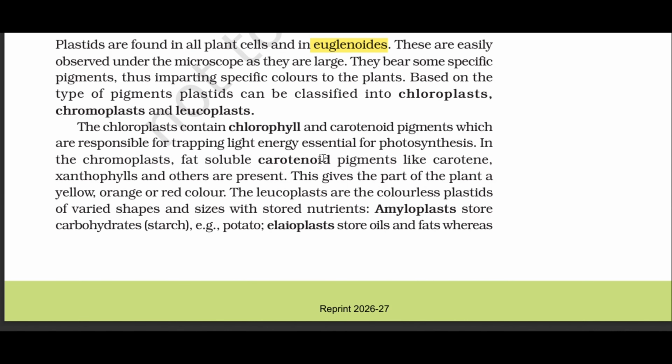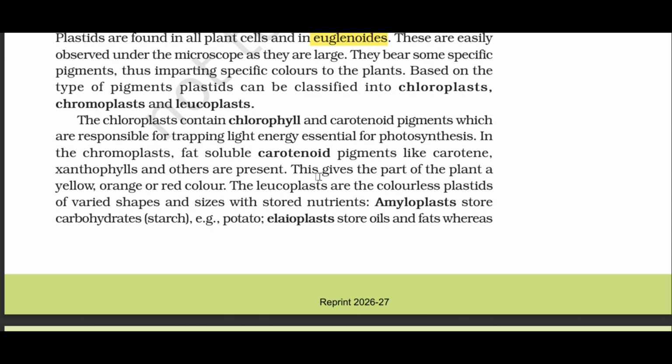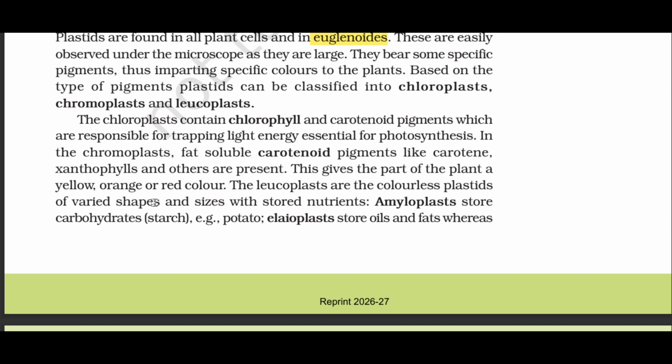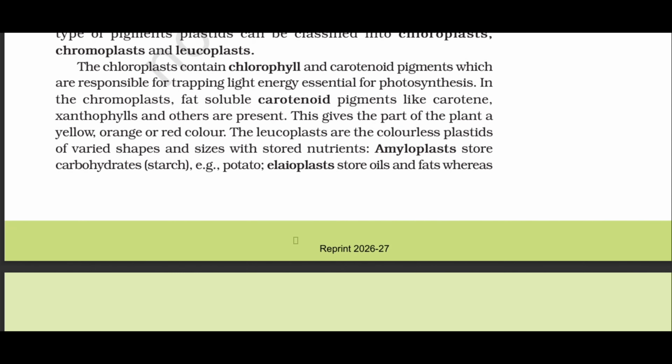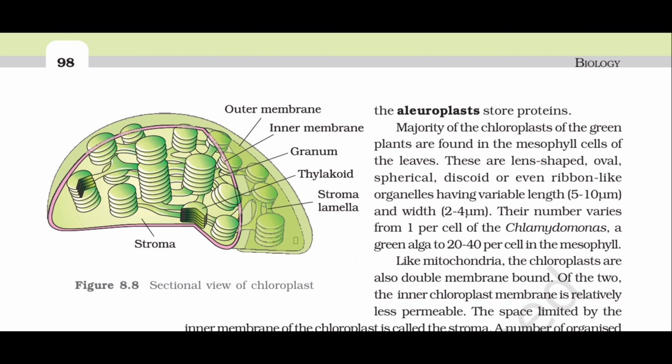In the chromoplasts, fat-soluble carotenoid pigments like carotene, xanthophylls and others are present. This gives the part of the plant a yellow, orange or red color. The leucoplasts are the colorless plastids of varied shapes and sizes with stored nutrients. Amyloplasts store carbohydrates, starch, example, potato. Elaioplasts store oils and fats, whereas the aleuroplasts store proteins.